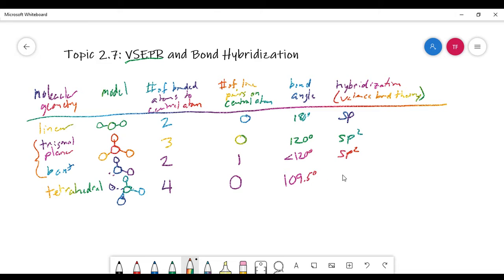between these different bonds. The hybridization is sp3, and again, we'll talk about that in a future video. So, tetrahedral, 4 bonded atoms, no lone pairs.